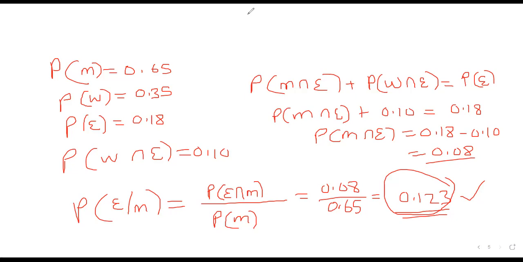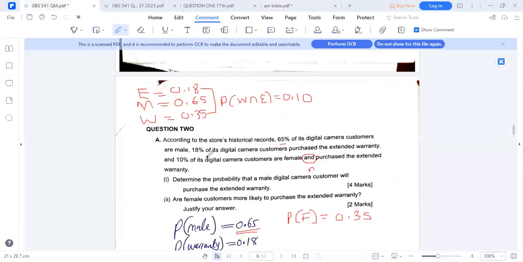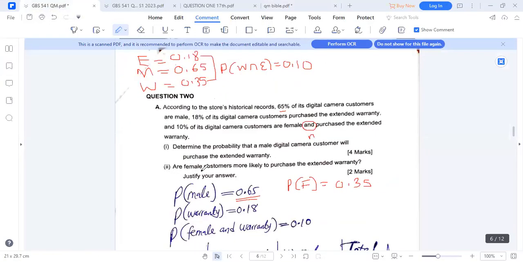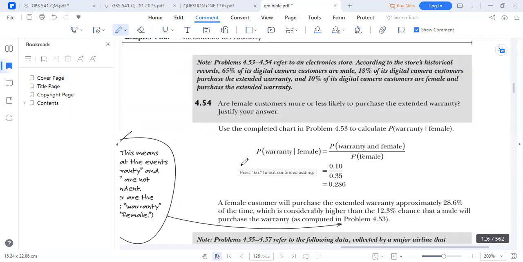So I can proceed to the second part of the question. Are female customers more likely to purchase the extended warranty? Then justify your answer. If you want to determine whether females are more likely, we need to understand this. So, are females more or less likely to purchase the extended warranty? Justify your answer.